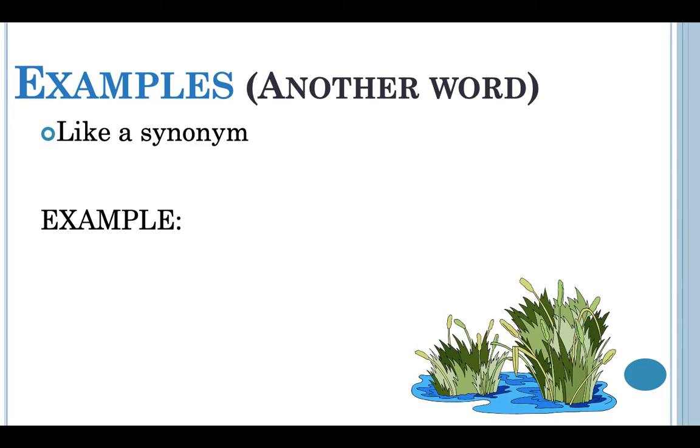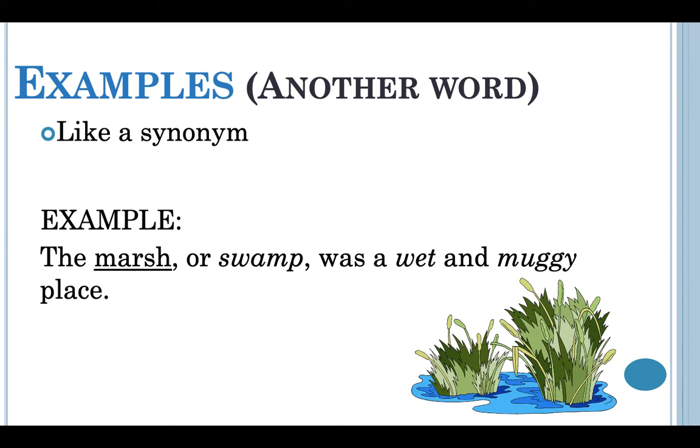With examples, it's often like a synonym. However, the author will provide many more examples than just one like you might see with a synonym. Here we have our sentence. The marsh or swamp was a wet and muggy place. Those examples, swamp, wet, muggy, help me to understand what a marsh is.